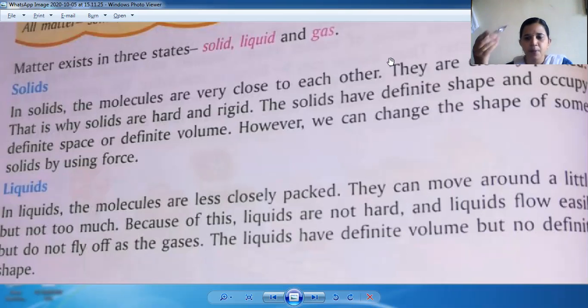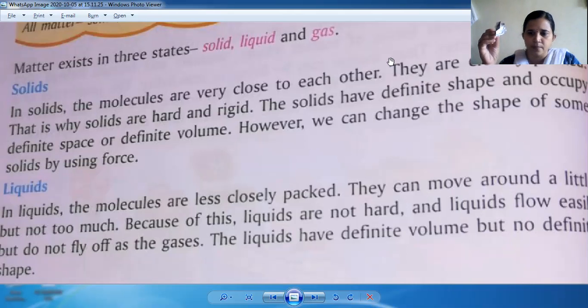See, for example, what is this? This is a medicine strip. It is in which shape? Yes, it is in a rectangular shape now. So what we are saying is, if we apply force on solids, we can change the shape of a solid by applying force. See, now it is in a rectangular form. Now I am applying force like this. So now what shape did it become?